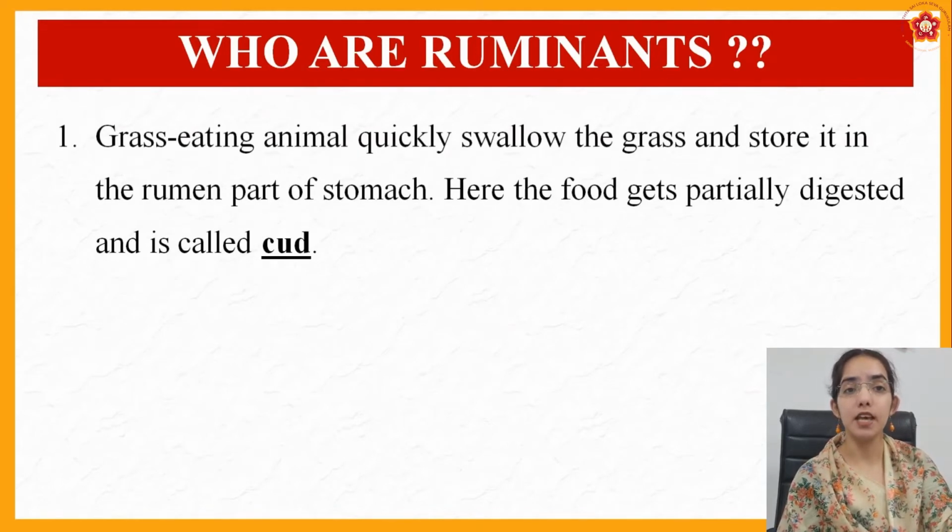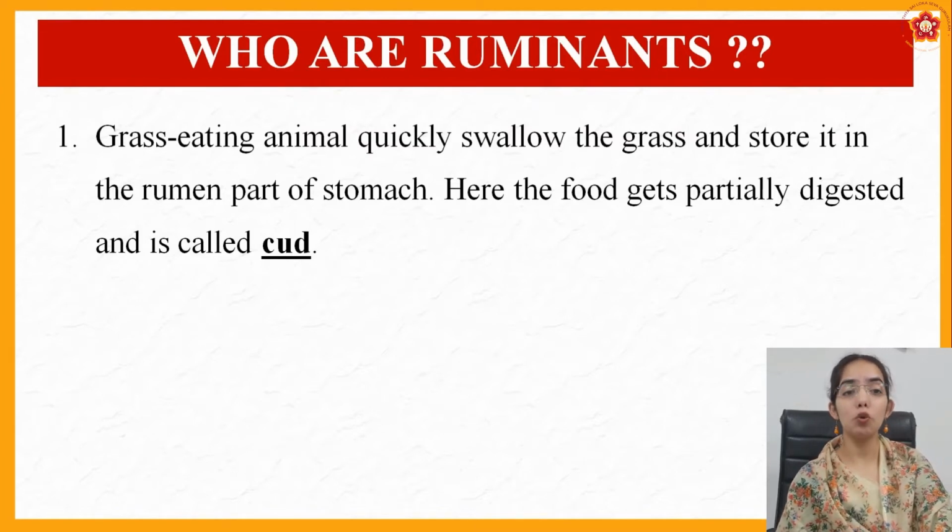Grass-eating animals quickly swallow the grass and store it in the rumen part of the stomach. Here the food gets digested partially and is called cud. So these grass-eating animals swallow the grass and store it in the first chamber of the stomach, that is rumen. And this food, which is just partially digested, is called cud.